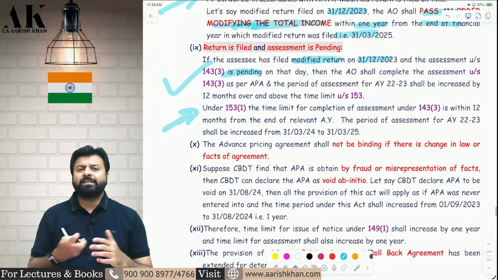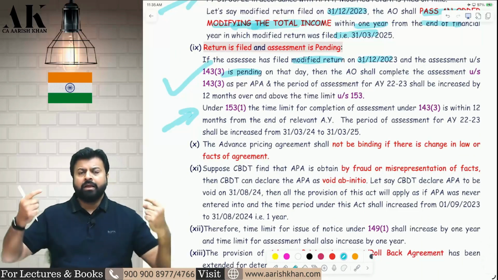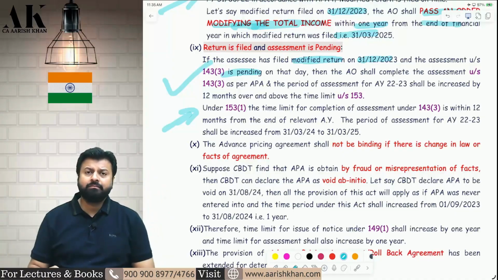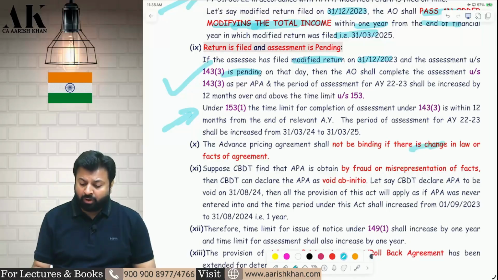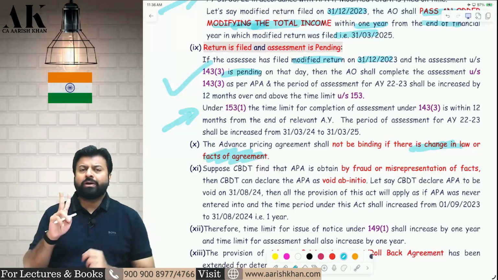Now, whatever advance pricing agreement is written, is it binding on everyone? Yes, it is binding. It is binding on the AO, it is binding on the assessee, it is binding on the TPO, it is binding on the CIT. But in two cases, it is not binding. If in future there is a change in law or there is a change in facts of the agreement, then it is not binding on the department. So in two cases, it is not binding.